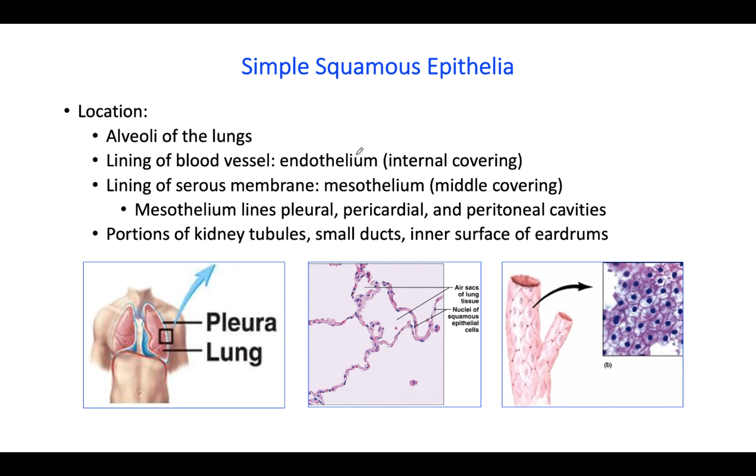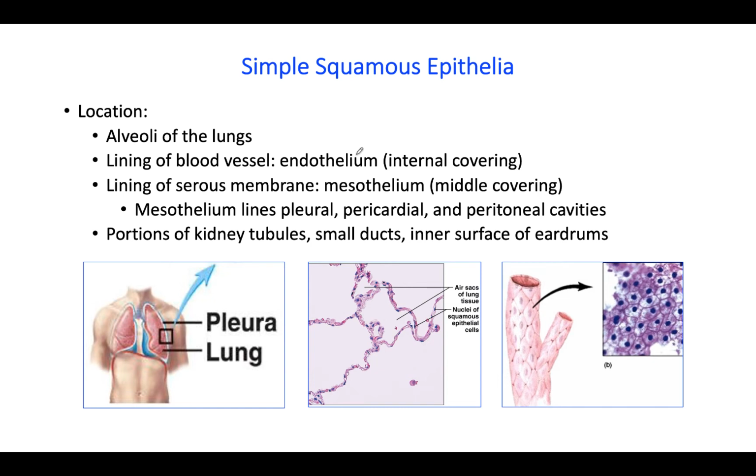Simple squamous epithelia can be found in the alveoli of the lung where gas exchange occurs. So gas can easily diffuse in and out. Therefore, they need very thin cells. So simple squamous epithelia can be found in the alveoli of the lung. Alveoli are the terminal region of the lung, and capillary blood vessels surround these alveoli, and then gas diffusion can easily take place.